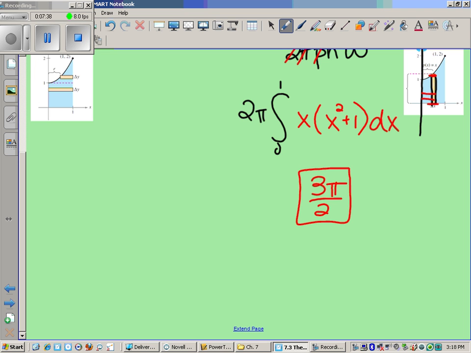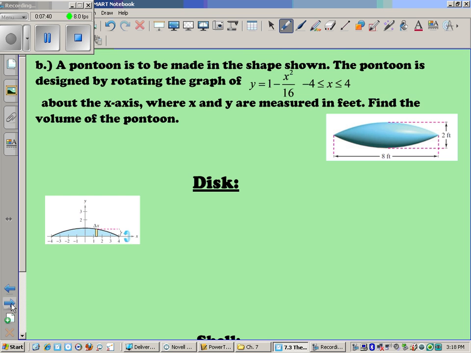Okay? Let's do example 3b. Example 3b says a pontoon is to be made in the shape shown. The pontoon is designed by rotating the graph of y equals 1 minus x squared over 16 from -4 to 4 on the x about the x-axis. So then they even give you a graph over there of what it looks like, where x and y are measured in feet. Can you find the volume of the pontoon?